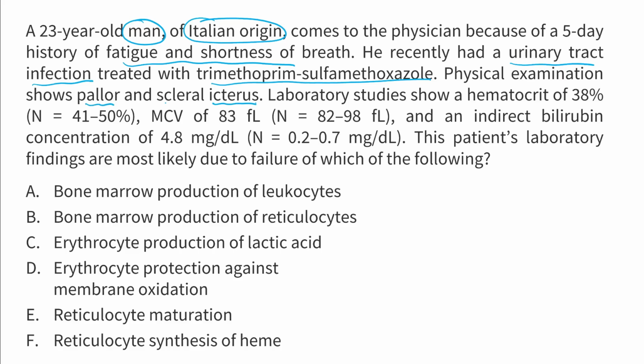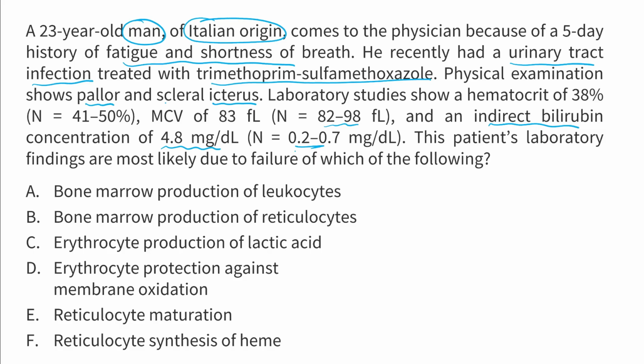Physical examination has shown pallor, that is a sign of anemia. Scleral icterus, jaundice. Laboratory findings show hematocrit 38%, which is lower than normal. That's indicative of hemoglobin being decreased. MCV, mean corpuscular volume, the size of the red blood cell, is 83, which is the lower range of normal red blood cell size. That means it is going towards microcytic hypochromic type, right? Indirect bilirubin concentration is 4.8 milligram. That is high. Bilirubin increased. So all these things should make you go towards G6PD deficiency.